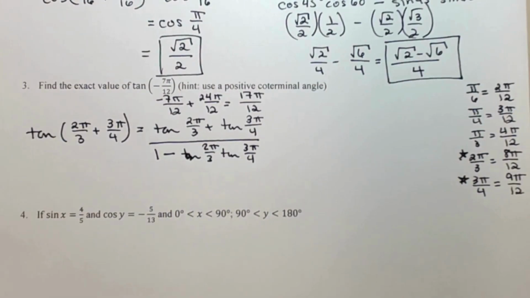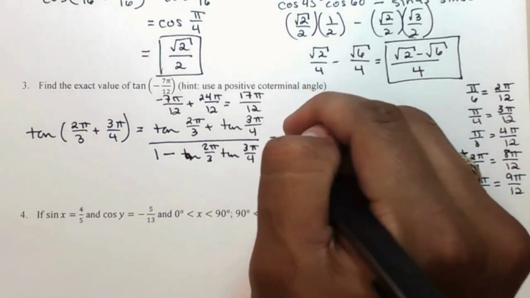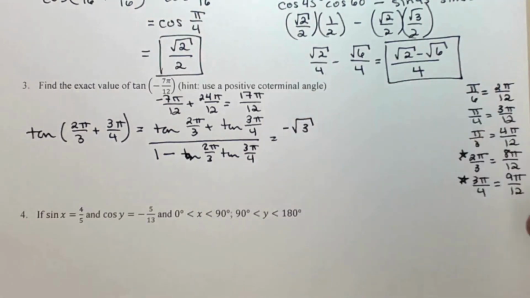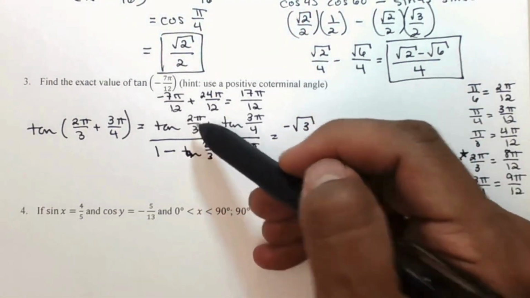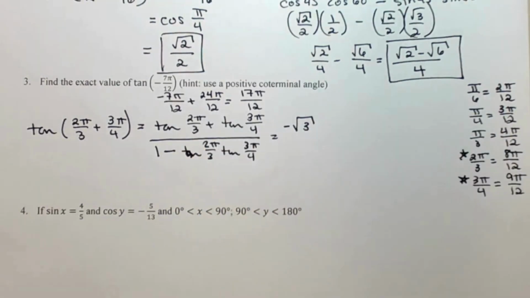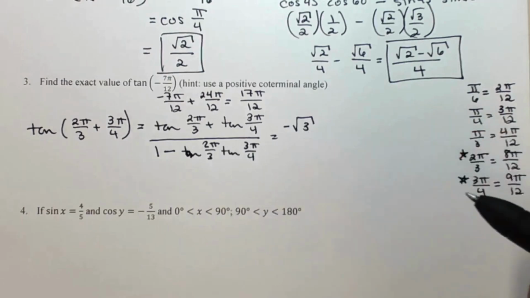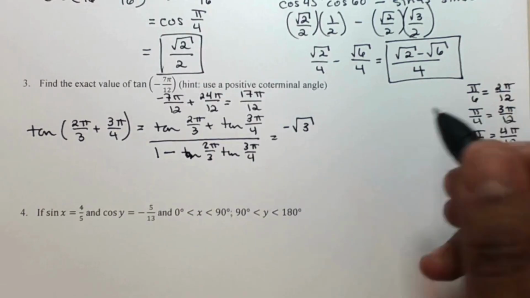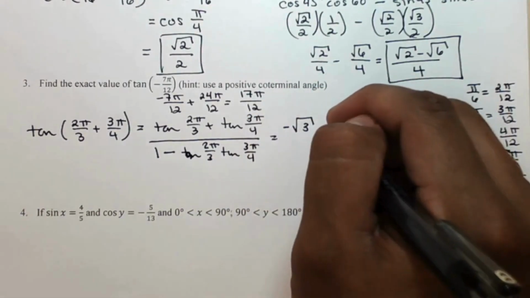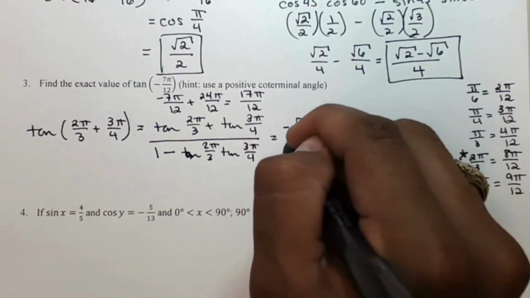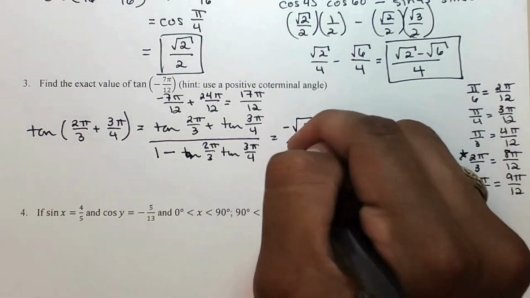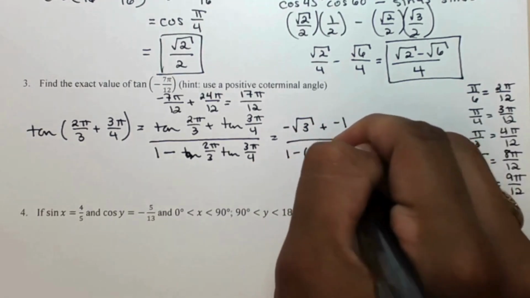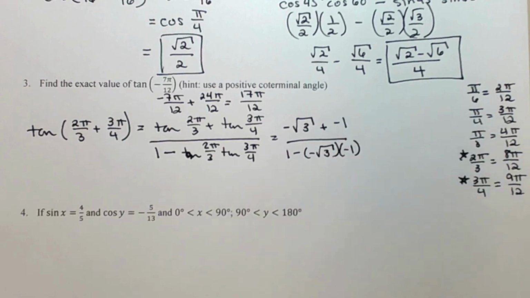So now we have to figure out what each of these values are. Well, tangent of 2 pi over 3 is negative root 3. Again, it's going to be helpful to know that pi over 3, the reference angle of 60, gives you root 3. Since it's 2 pi over 3, it's in quadrant 2, so it's negative root 3. Tangent of 3 pi over 4 ends up being negative 1. And in the bottom, we multiply those two. Okay. So again, knowing the unit circle is very, very important.